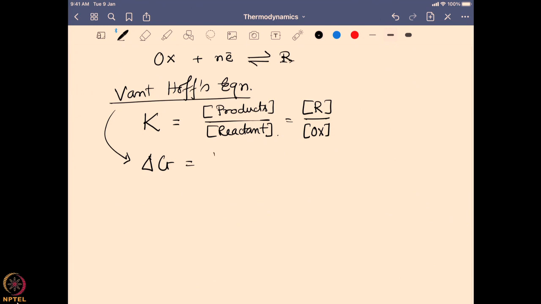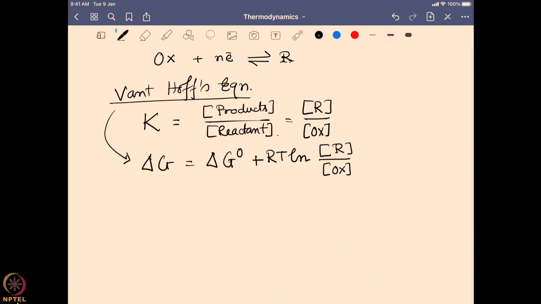Delta G is equal to delta G naught. That means the Gibbs free energy we calculated at the standard state, plus RT natural log of product divided by oxidant. So that is what is given by the van 't Hoff equation.